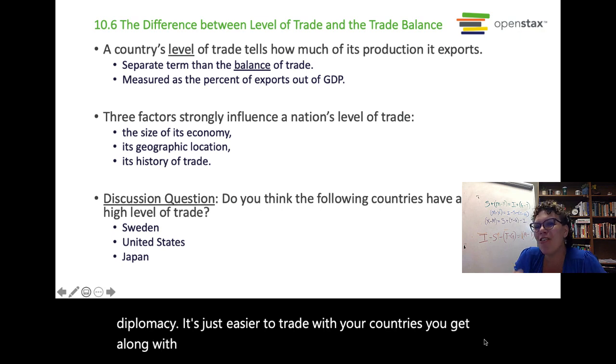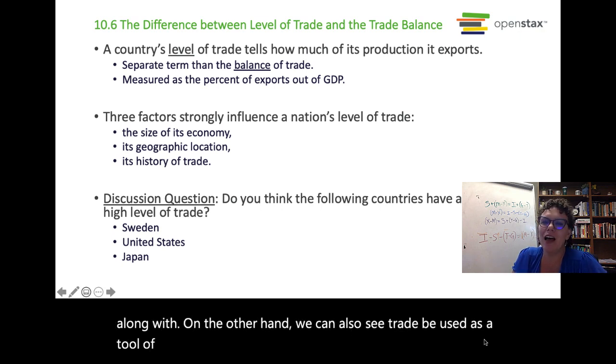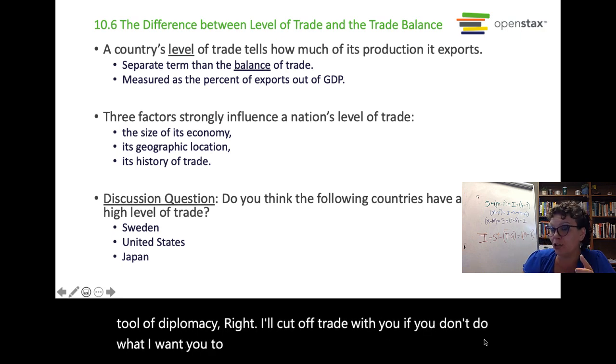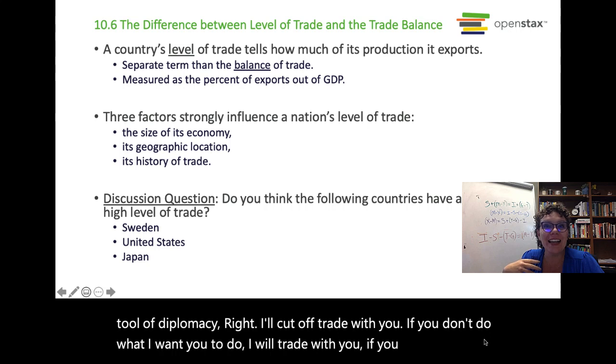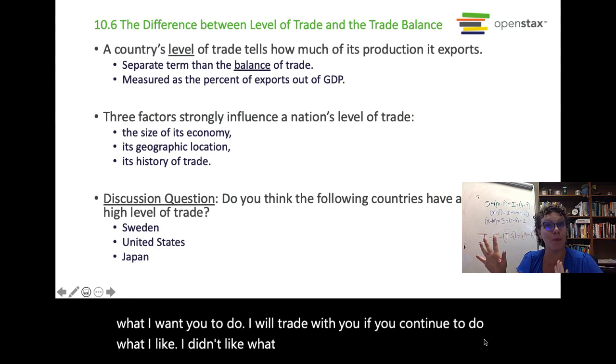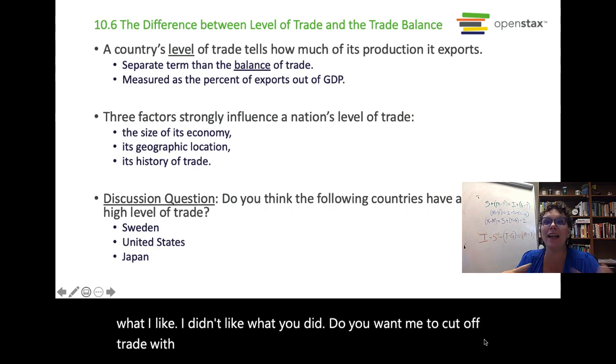On the other hand, we can also see trade be used as a tool of diplomacy, right? I'll cut off trade with you if you don't do what I want you to do. I will trade with you if you continue to do what I like. I didn't like what you did. Do you want me to cut off trade with you, right? It is a mechanism for that.